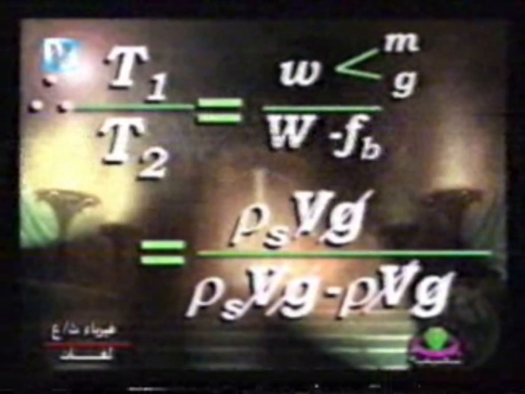T1 over T2 equals the weight of the body over weight minus Fb, the buoyant force. But we all know that the weight of the body equals the mass times gravity. But mass equals rho V, so weight equals rho Vg over rho Vg minus Fb, the buoyant force in this case, equal to rho Vg, but rho here is the rho of the liquid.